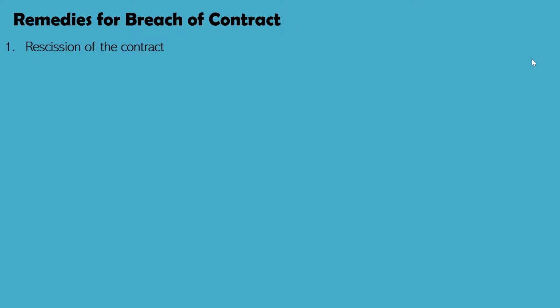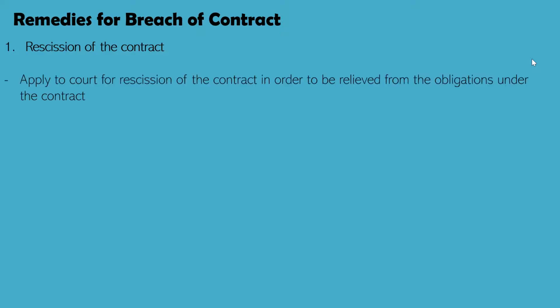The first one is rescission of the contract. When there is a breach of contract by one person, the other party need not perform his part of the contract. However, if the aggrieved party wants to claim compensation and be free from all the obligations under the contract, then it has to apply to the court for rescission of the contract. Once the court grants rescission, the aggrieved party is freed from all his obligations under the contract and becomes entitled to the compensation due to the loss of non-performance of the contract. Okay, hope this is clear.